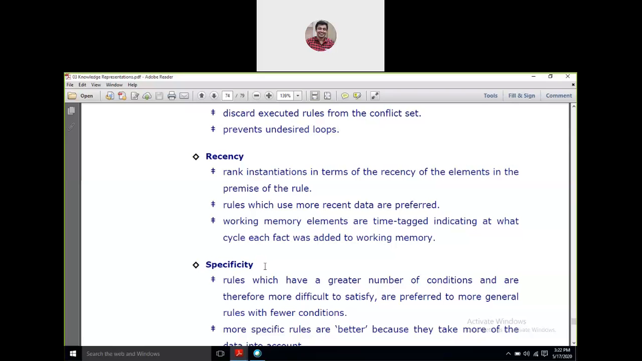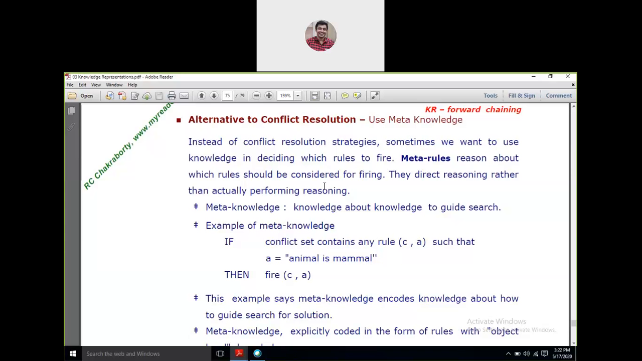Specificity is the rule which has a greater number of conditions, and they are therefore becoming more difficult to be satisfied, right? Fine, you'll be going through this part. It is nothing. They talk about the theoretical concepts of meta rules. Fine. And this is our backward chaining and forward chaining algorithms differences.